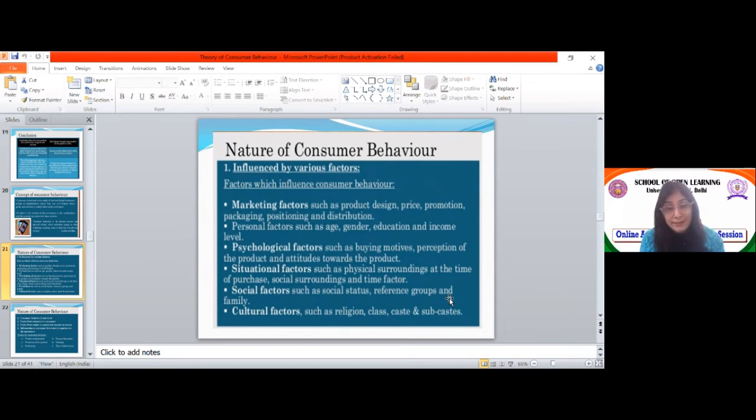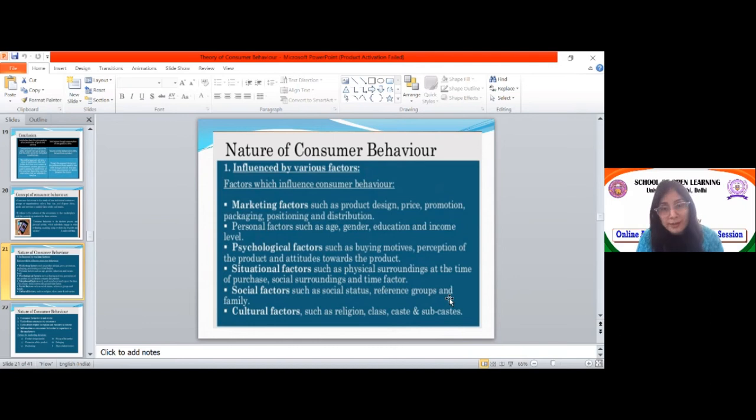Now psychological factors, such as buying motivation, perception of the product, and attitude towards the product. Here psychological factors really matter. If some product is really good but it is not packed well, maybe my psychology says no, I won't take this product. Based on product perception we change, and our perception can be changed through advertisement and marketing things.